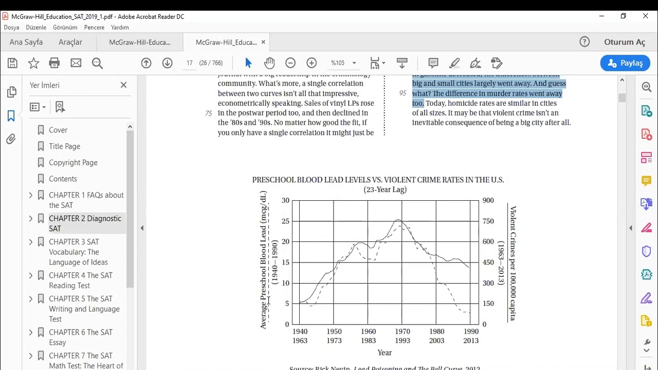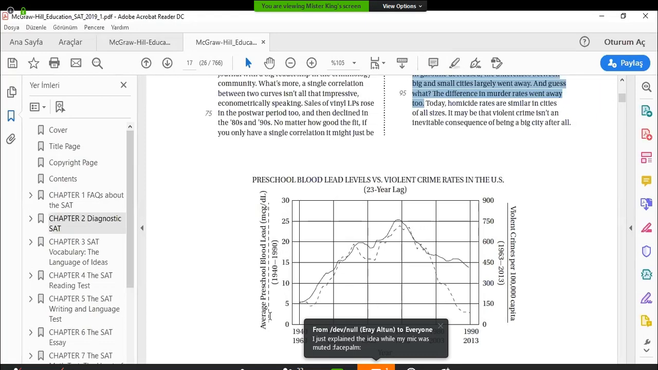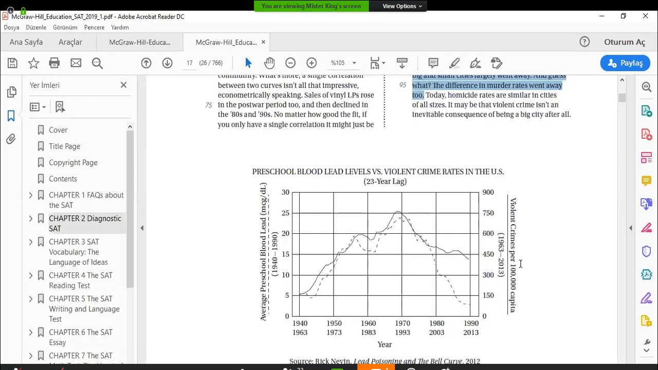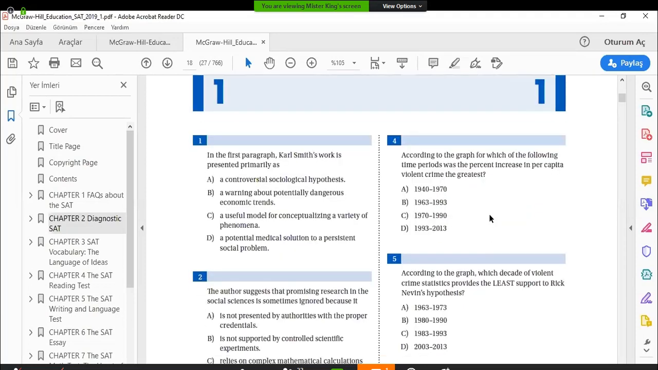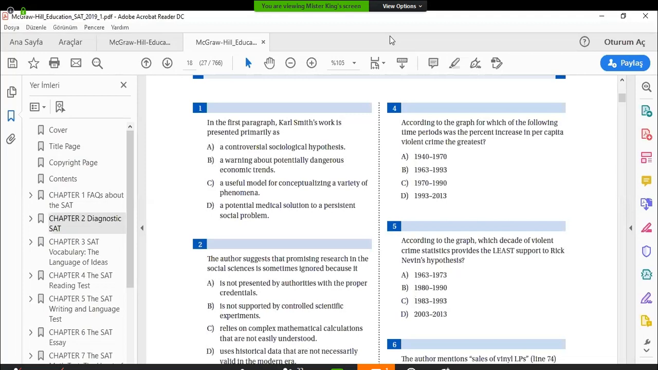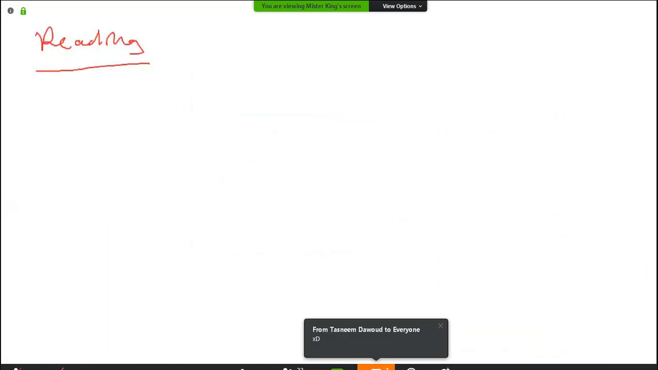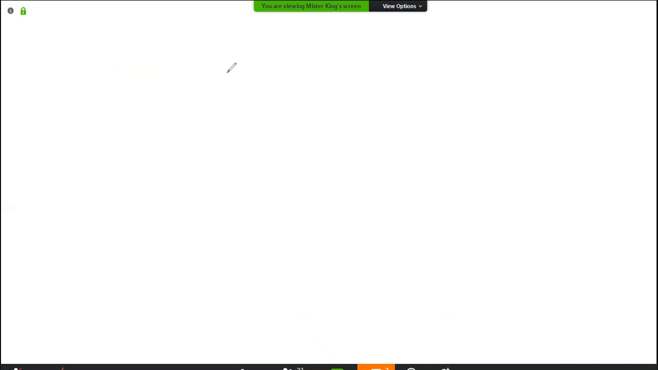What is the main idea in this paragraph? You have to ask yourself. And then, if possible, you need to write down key words, key phrases, just to remember the focus of each paragraph with specific information. And next, we are given preschool blood lead levels versus violent crime rates in the US. And here are the dates and also the amount, average preschool blood lead, violent crime per 100,000.